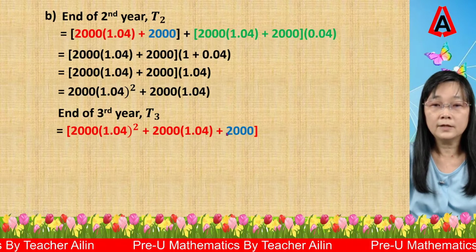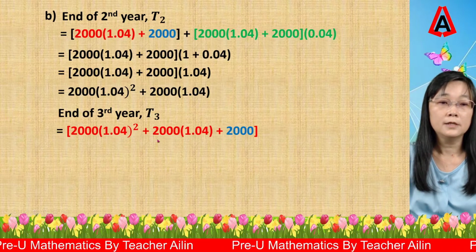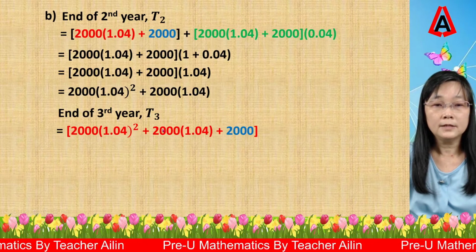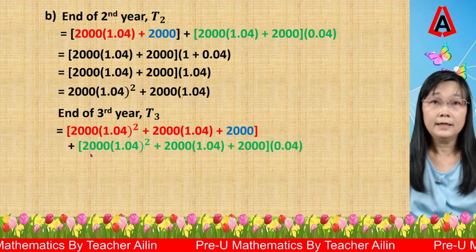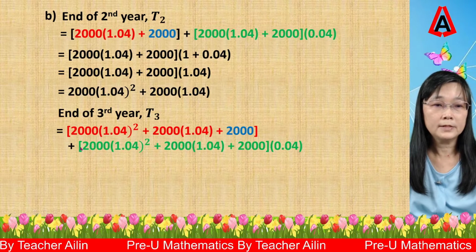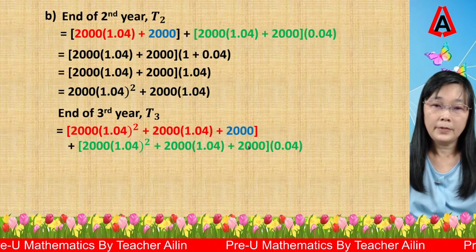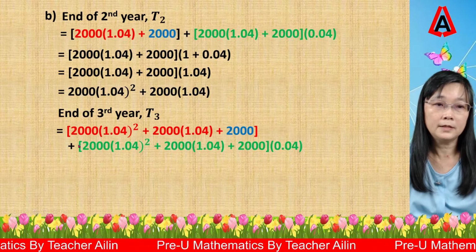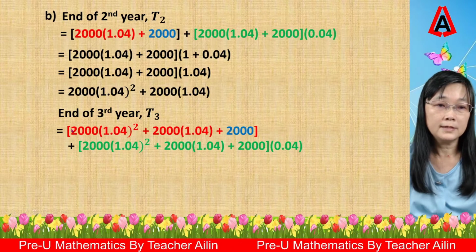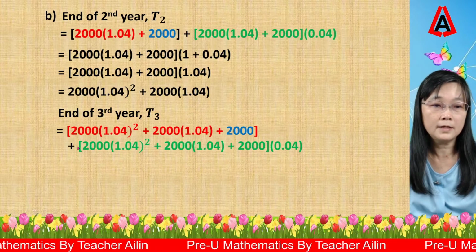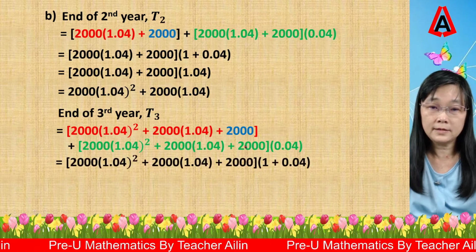Then at the beginning of third year, Mr. Tan deposits another new 2,000. So during the third year, this is the amount of money in the bank. Then at the end of the third year, Mr. Tan receives the interest, 4% based on the amount of money in the bank during year number 3. So now we can see that this amount of money and this amount of money is the same money. So we factorize this amount of money.